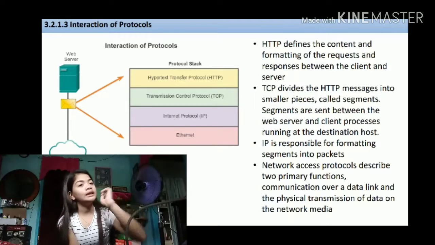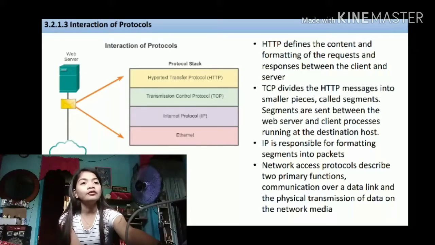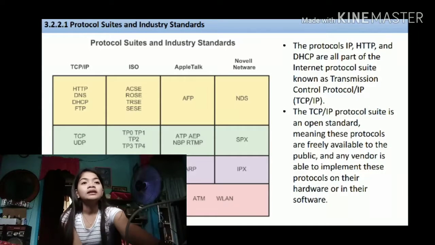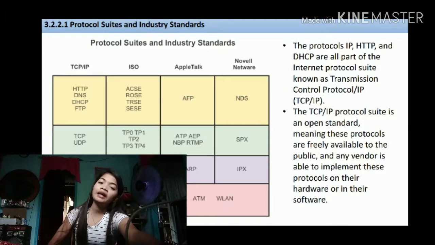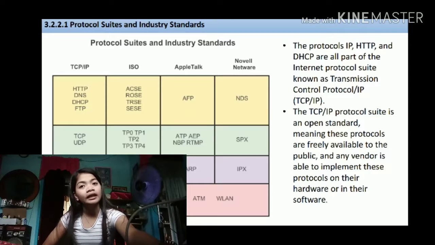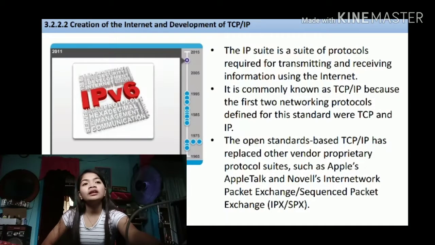It is commonly known as TCP/IP because the first two networking protocols defined for this standard were TCP and IP. The open standard mainstream has replaced other vendor proprietary protocol suites such as AppleTalk, Novell's Internetwork Packet Exchange, and Sequenced Packet Exchange. The four layers of the TCP/IP model are first, application, second, transport, third, internet, and fourth, network access. Protocol operation of sending a message and receiving a message.